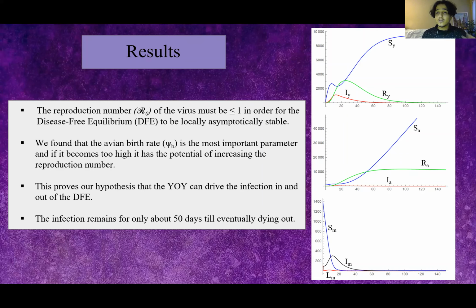Now, the infection actually only remains for 50 days. As you can see in the bottom graph, the infection in mosquitoes reaches a peak and comes right back down. Around day 50, it dies out, and you can see that in the top two graphs, your susceptibles kind of plateau and your recovered also plateau within your adult class. You just see a straight line after about 50 days.